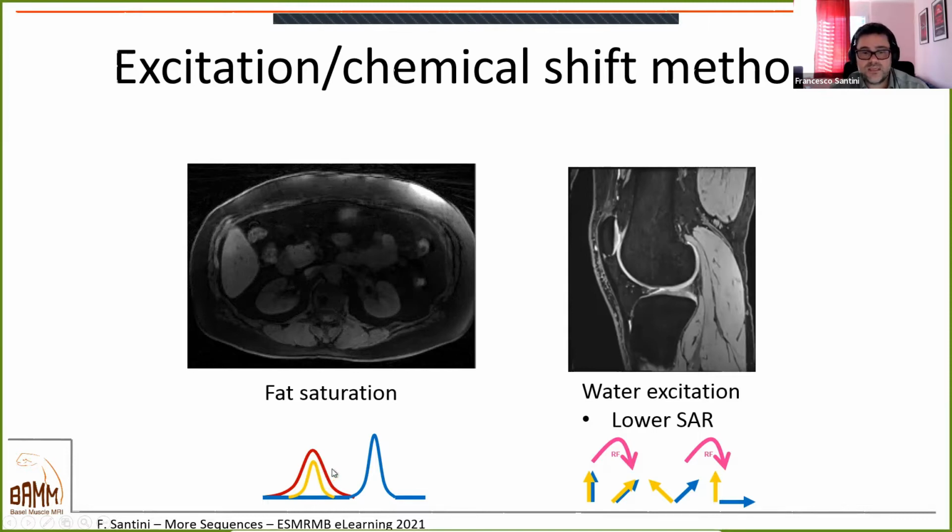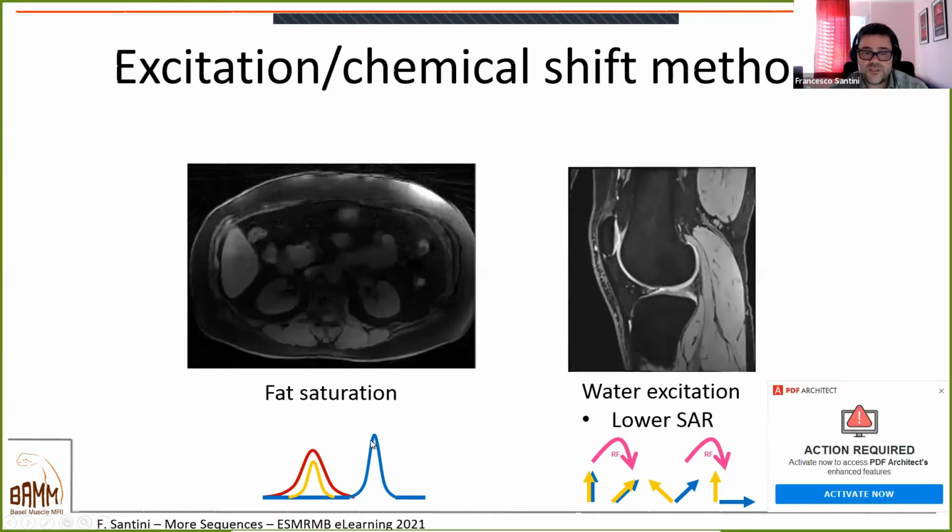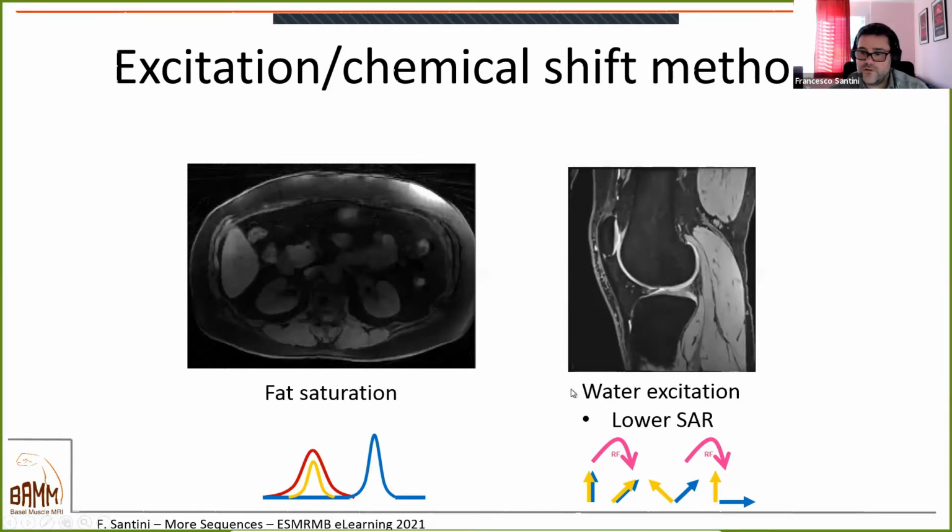So if we destroy this signal, then we will only have the water peak, and then we can do a normal acquisition. So we prepend this fat saturation pulse that has a frequency which is different from the water frequency. The result that we obtain is something like this, which is generally quite good. You see the intravisceral fat is not badly suppressed, but it is dependent on B0 because, of course, if the frequency of the fat does not match the frequency of the RF pulse, then you have this residual fat signal.